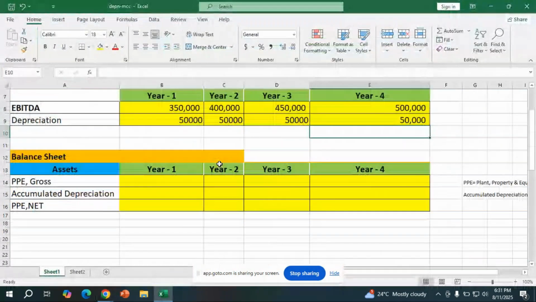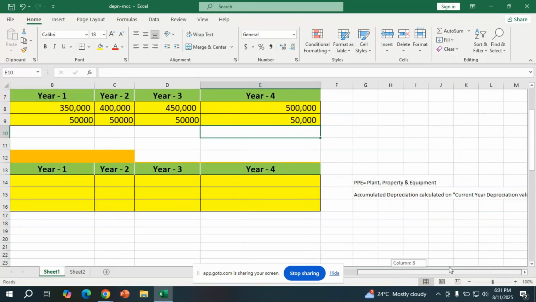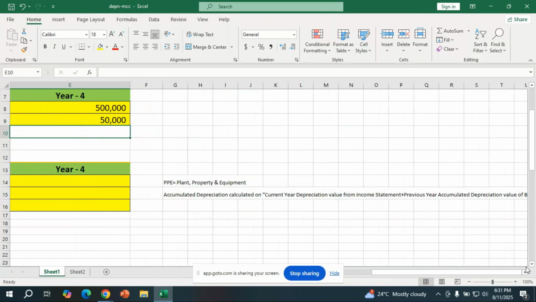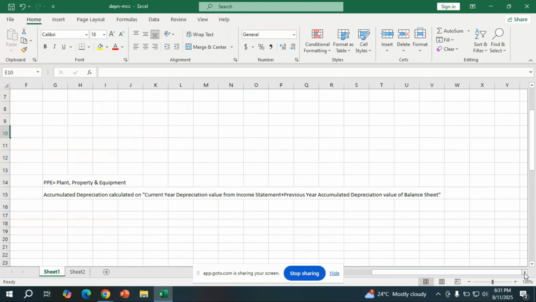Now the case is also a similar thing. But here, with one step addition, we are also calculating the PP&E net. PP&E stands for plant, property, and equipment. So, see here, what do we mean by accumulated depreciation? It's the current year depreciation from the income statement plus the previous year depreciation value from the balance sheet.